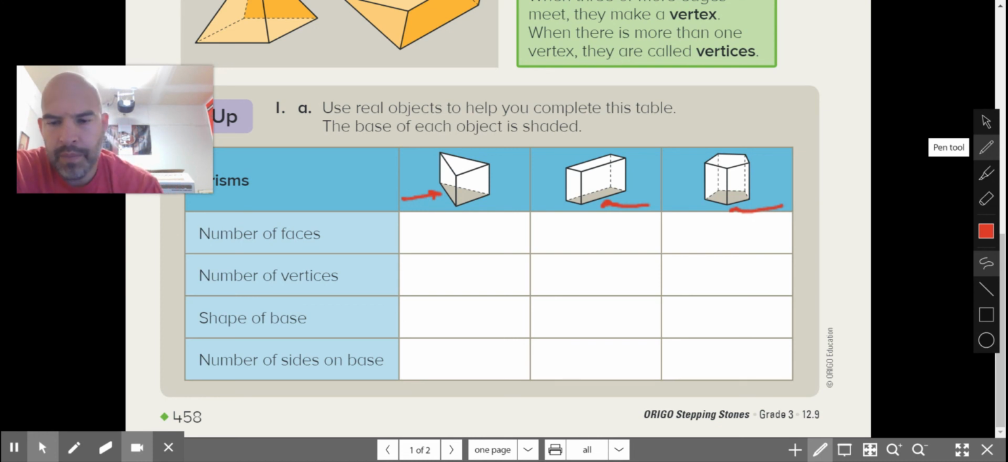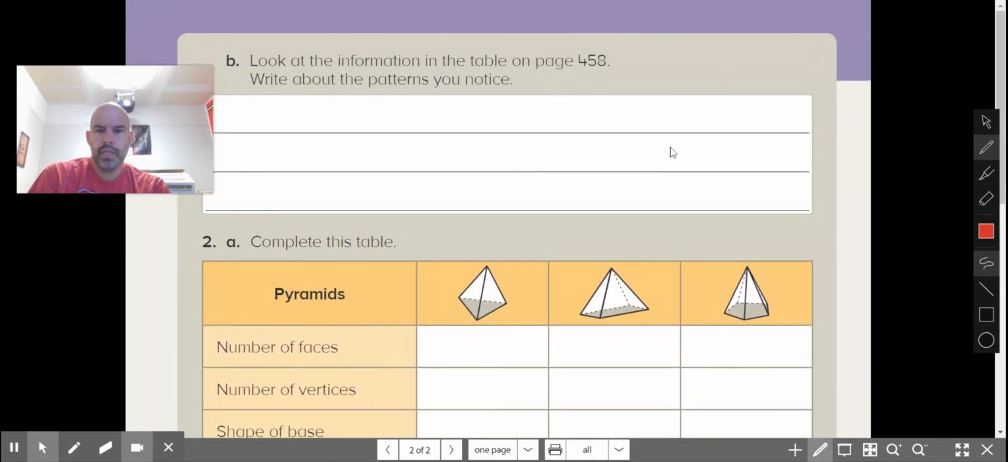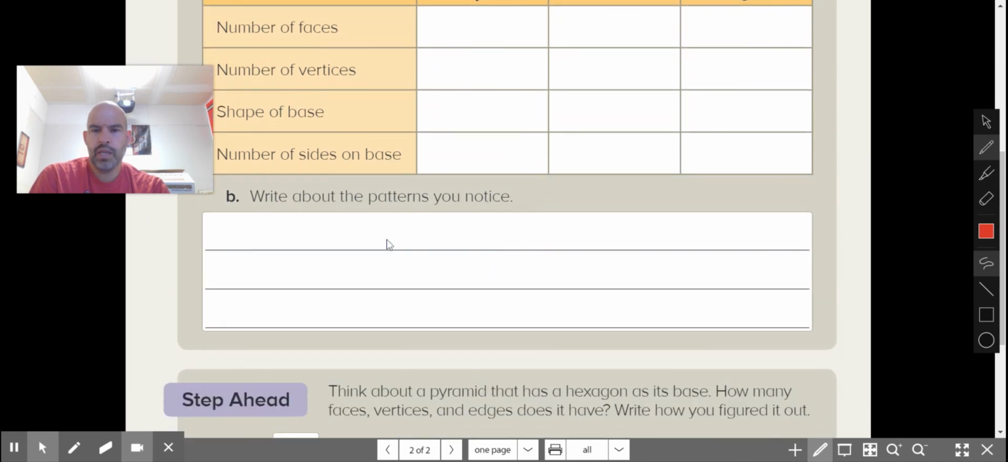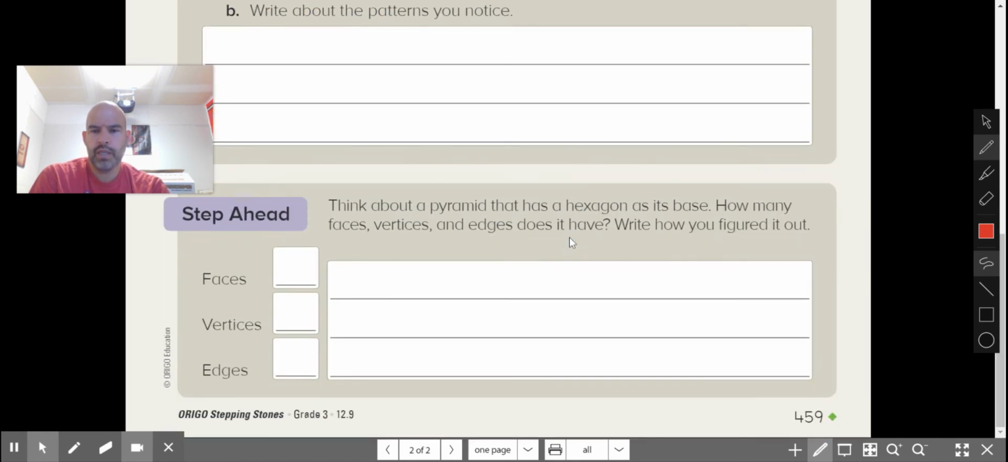I will be online later on in our Zoom time to help you with this. You're going to be asked to write a question. Let's look at the information on the table on page 458. Write about the patterns you noticed, a couple sentences there. You're comparing three more objects, same thing that you just did, then writing a couple sentences here. And then finally it says, think about a pyramid that has a hexagon as its base. How many faces, edges, and vertices does it have? How did you figure it out? So a little explanation of how you did that.